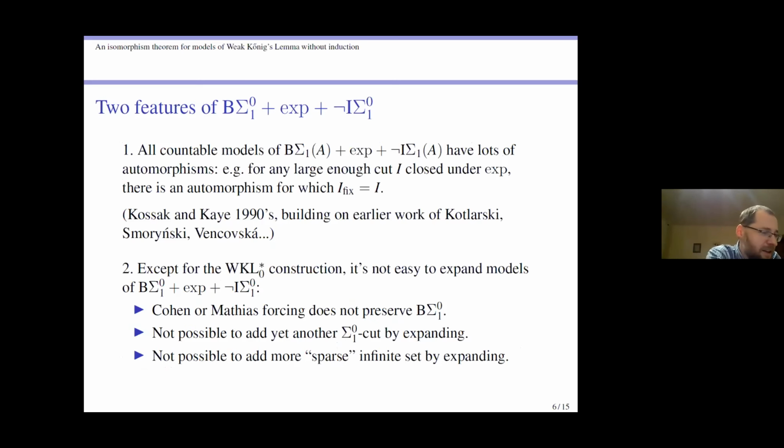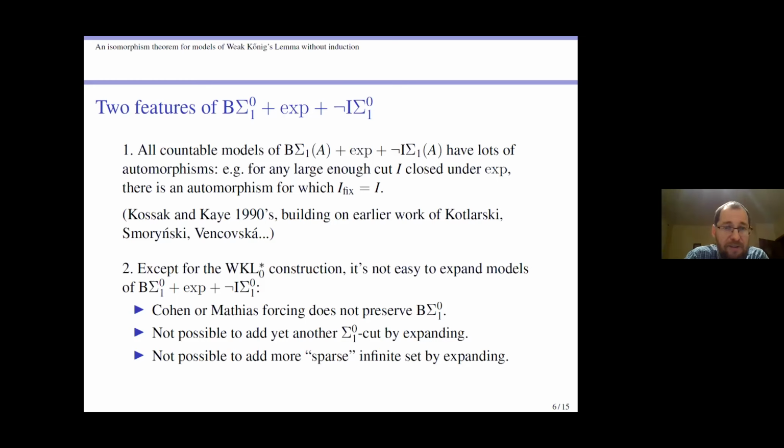And then we started thinking about what else you can do. And in the process of thinking about these models of B sigma 1 and not I sigma 1, and exponentiation, of course, we noticed two main things. That some of this was simply classical and known, but we only learned about it on the way. Some of it we rediscovered, or maybe some of it we discovered for the first time. So there are two features of these models of sigma 1 collection, not sigma 1 induction, that are prominent to me. Firstly, they have lots of automorphisms.